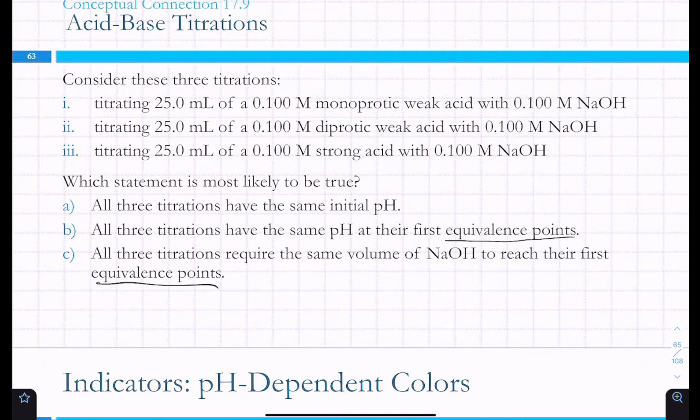And again, the pH at the equivalence points, because we have two that are weak acids, is going to be different than that of the strong acid. So the only one that can be true is C, because the equivalence point is all about putting the same number of moles of acid as moles of base inside the solution.